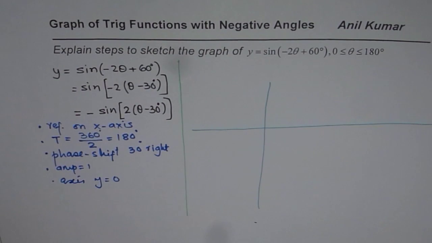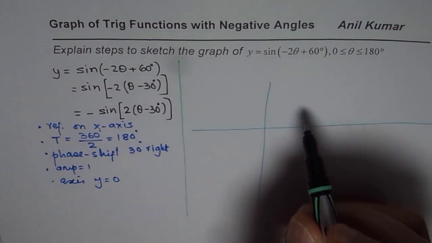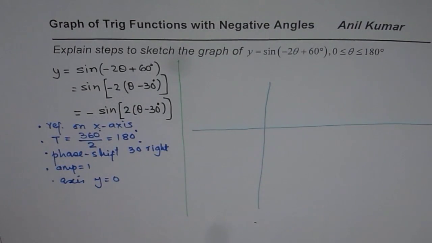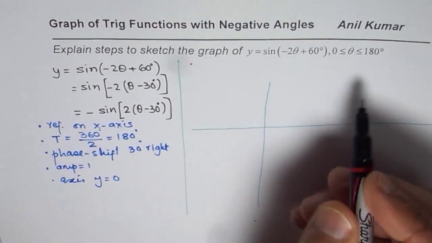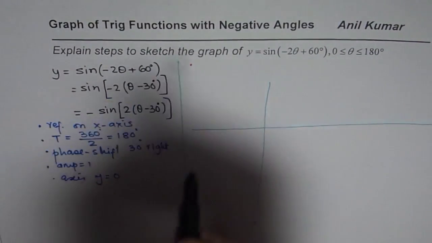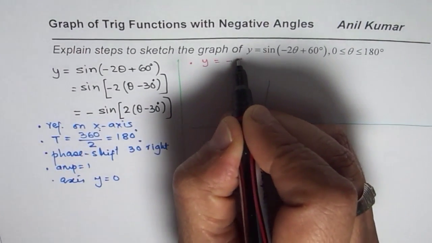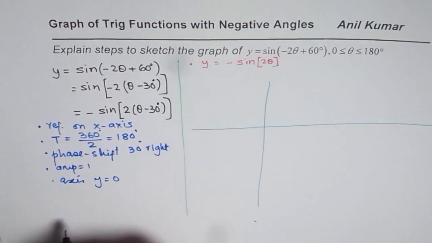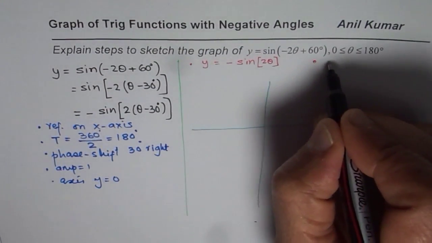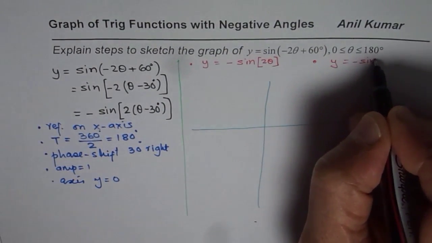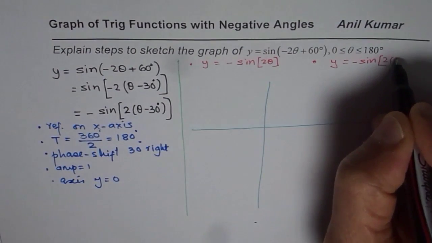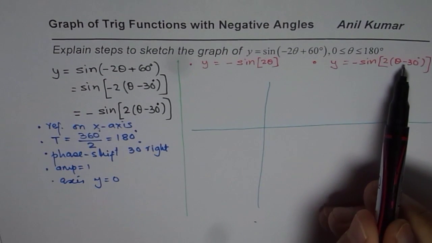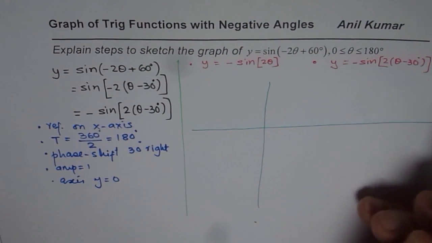Now to sketch the graph, I know the time period is 180. I will sketch it in 2 steps basically. So we'll do 2 steps. Step number 1 will be to sketch the function without phase shift. So I'll sketch y equals minus sine 2 theta, right? So this is the graph which I will sketch in first step, and then I will sketch y equals minus sine 2 times theta minus 30 degrees, right? So that is going to be my second step. So in second step, we'll shift the graph by 30 degrees to the right, okay?